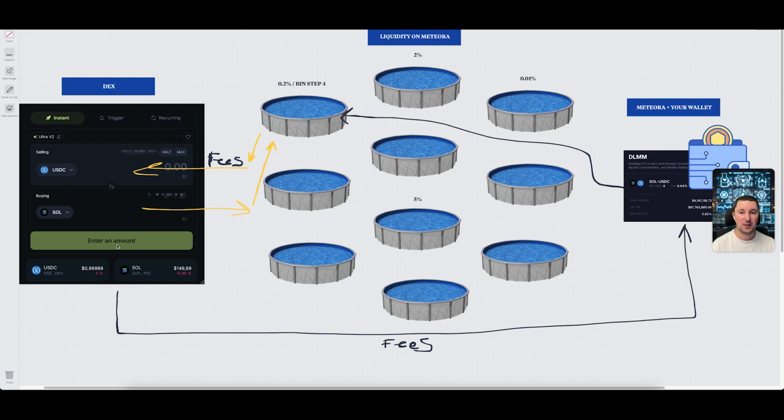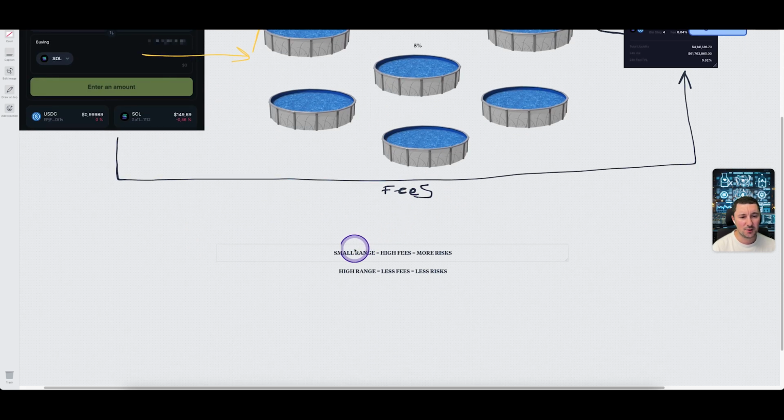So you can increase your slippage setting. For example, with meme coins, it's something that you want to do, like 5%, and then your swap will be successful. Or you just wait until the volatility is gone and swap again and pay less fees. So this is something you should be aware of from the user perspective, and of course when you provide liquidity. The rule of thumb is: small range means high fees and more risk, high range means less fees and, of course, less risk.